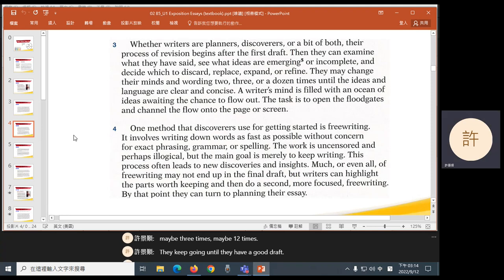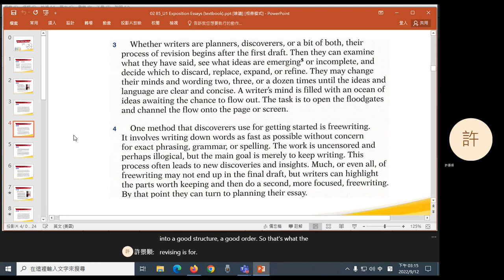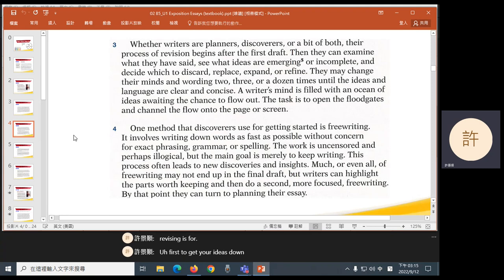A writer's mind is filled with an ocean of ideas awaiting the chance to flow out. The task is to open the floodgates and channel the flow onto the page or screen. These two sentences are explaining what's going on when the writer writes and rewrites and rewrites. It's not enough to put your ideas on the page. You have to channel the flow. You have to guide the water into a good structure, a good order. So that's what the revising is for. First to get your ideas down and then put them in a good order.